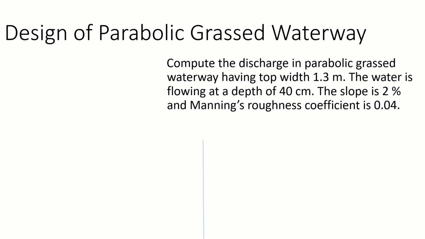Now let us design a parabolic grassed waterway. In this waterway, we have to calculate the discharge. Okay, discharge is area multiplied by velocity. Compute the discharge in this parabolic grassed waterway having top width of 1.3 meters. Water is flowing at a depth of 40 centimeters, which is 0.4 meters. Manning's roughness is given to us. N is equal to 0.04. Slope is 2%. And Manning's roughness coefficient, again I have already discussed that, 0.04.